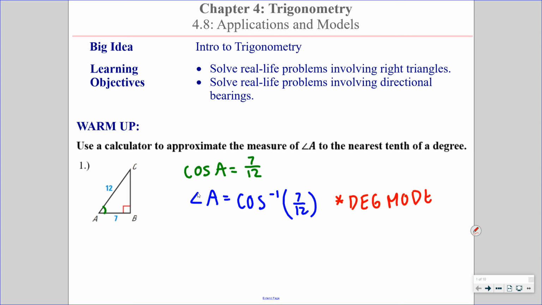And again, because we're in a right triangle, please make sure you're in degree mode. And it says to the nearest tenth of a degree. Okay, Jackson, what did you get for an answer? 54.3 degrees. Me too. Makes a lot more sense. So, folks, anytime you're trying to find the angle, we're thinking inverse.